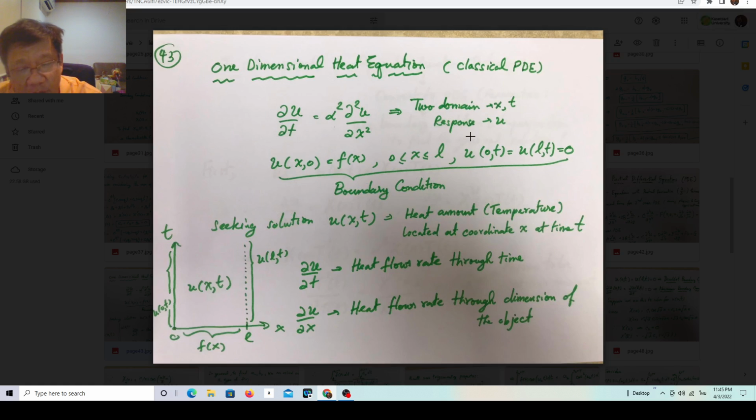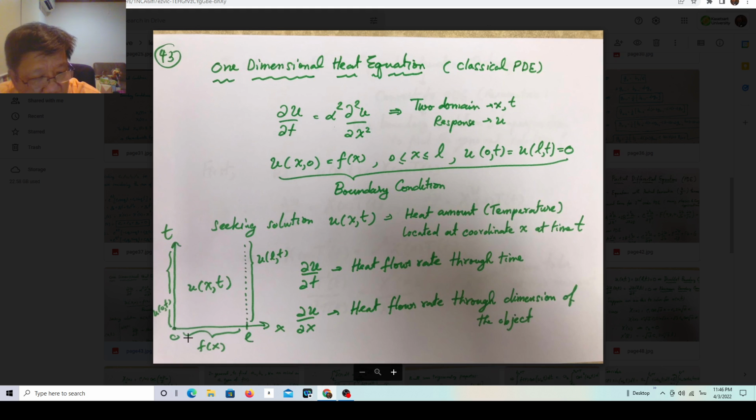The problem we call the one-dimensional heat equation. Suppose that in the physical setting, u(x,t) is the heat amount, measured by temperature for example, located at coordinate x at time t. If you look at this graph, you can see how this function behaves when the domain x moves in this direction from 0 to the value L.